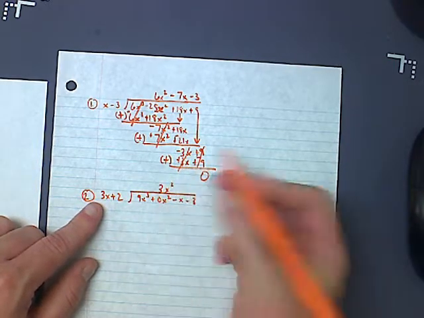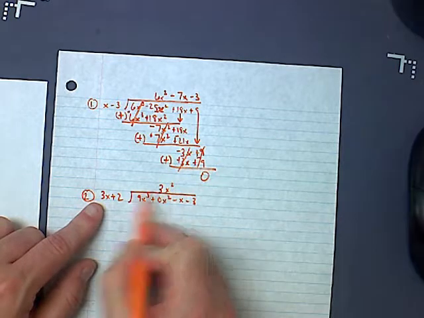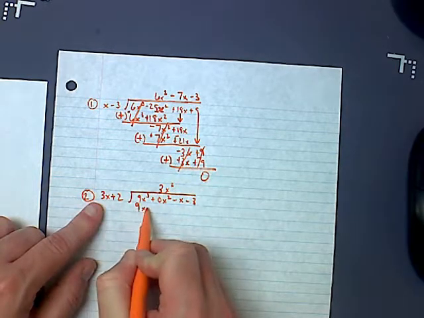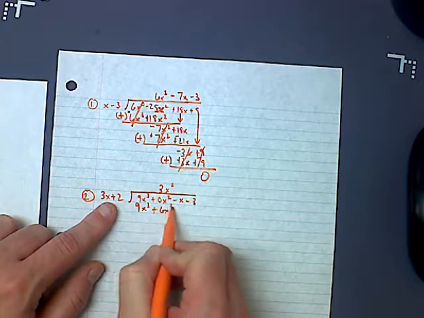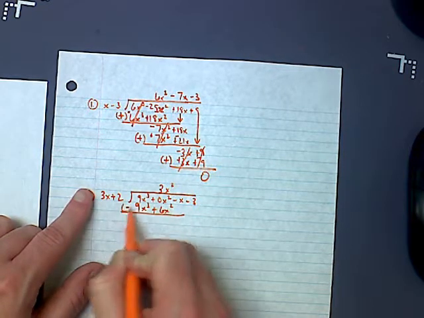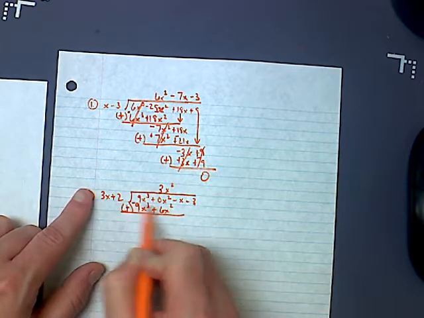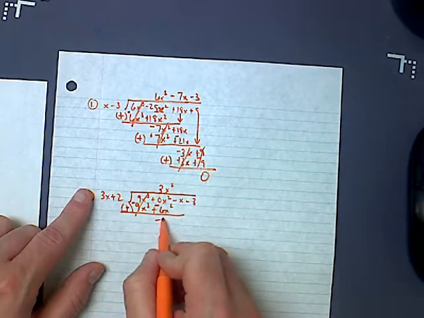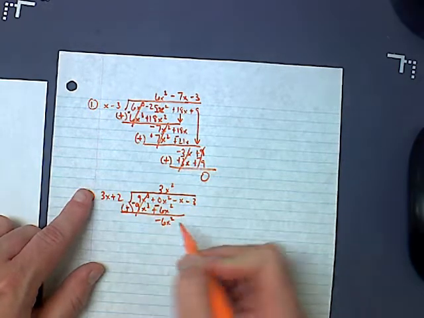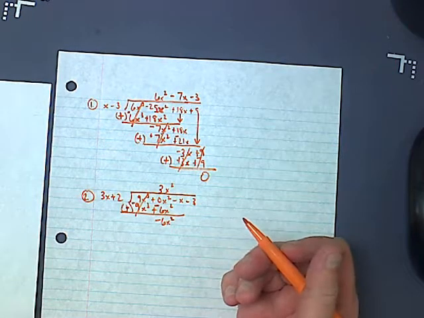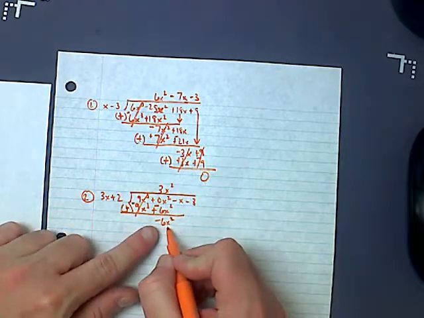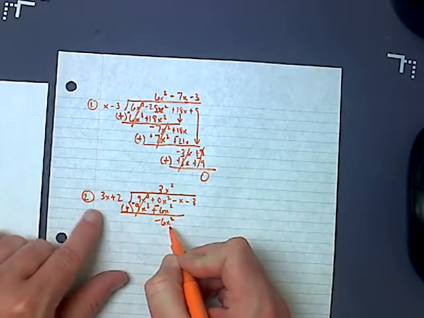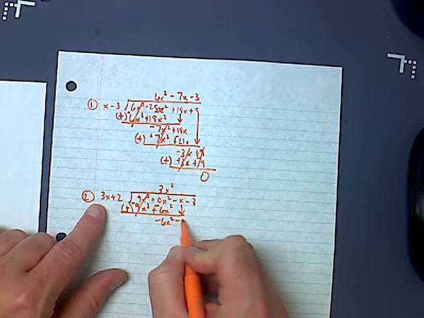Line your like terms up. 3x squared times 3x is 9x cubed. 3x squared times 2 is positive 6x squared. That minus changes all the signs. Okay. I have one term. Over here I have 2 terms. I'm going to bring one down. Minus x.